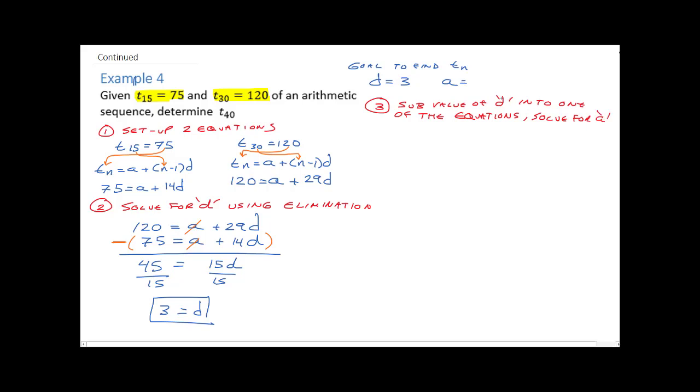All right, so which one do you want to sub it into? Well, we can either sub it into the first one or the second one, right? I should have numbered them 1 and 2, but then it's going to mix up with my numbering here. So I'm just going to substitute D equals 3 into this guy, 75 equals A plus 14 times D. So 75 equals A plus 14 times 3. So 75 equals A plus 42. You're going to subtract 42 from both sides, and you're going to get A equals 33.